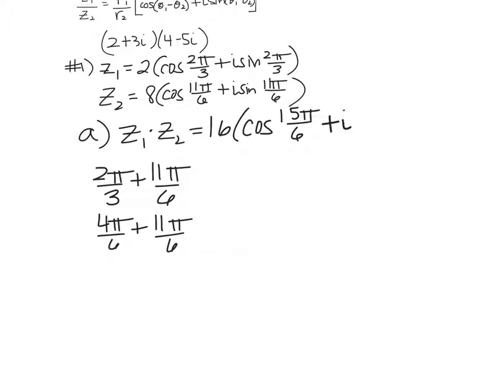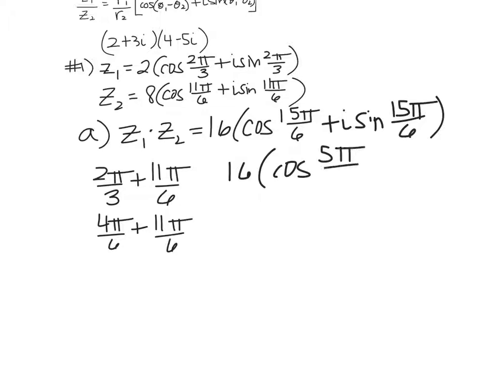15 pi over 6 plus I sine of 15 pi over 6. All right, now, if they ask you, wait, did I do that right? Oh, let's keep going. I'm sorry. We need to reduce. That's why it didn't feel right. 15 pi over 6 can reduce to what? What is it? 5 pi over 2? Yes, that's much better. All right, cosine of 5 pi over 2 plus I sine of 5 pi over 2.